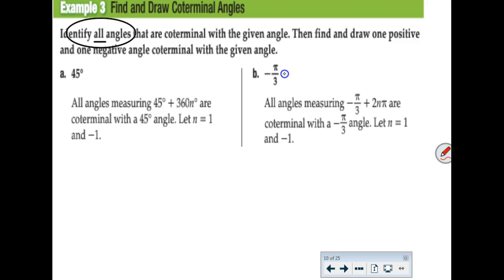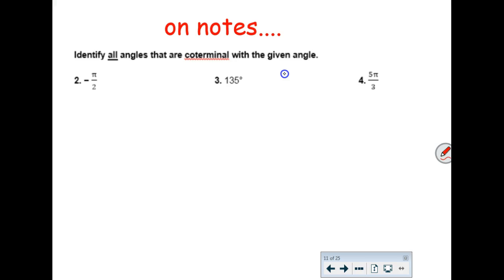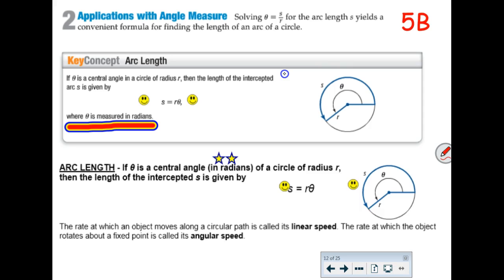Alright, I'm going to skip all that business. You guys did fine on it yesterday, and you have plenty of practice in your homework. Did coterminal already. Alright, here's the new stuff. 5b, find it.